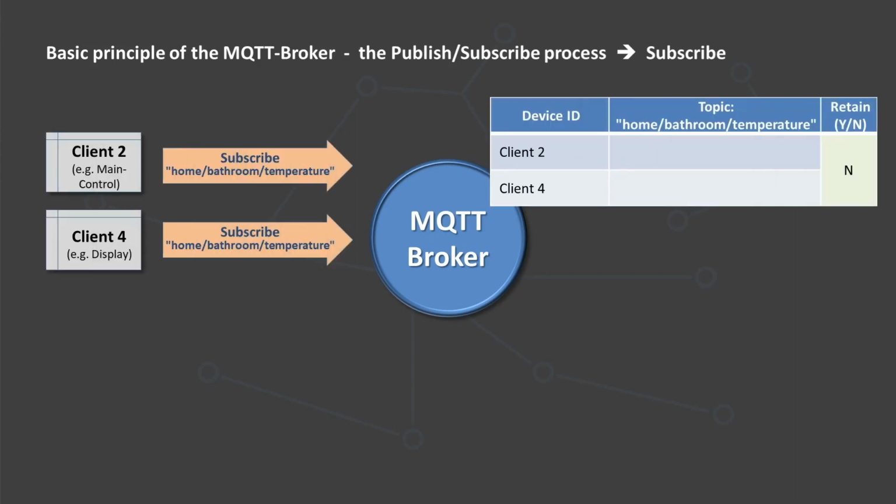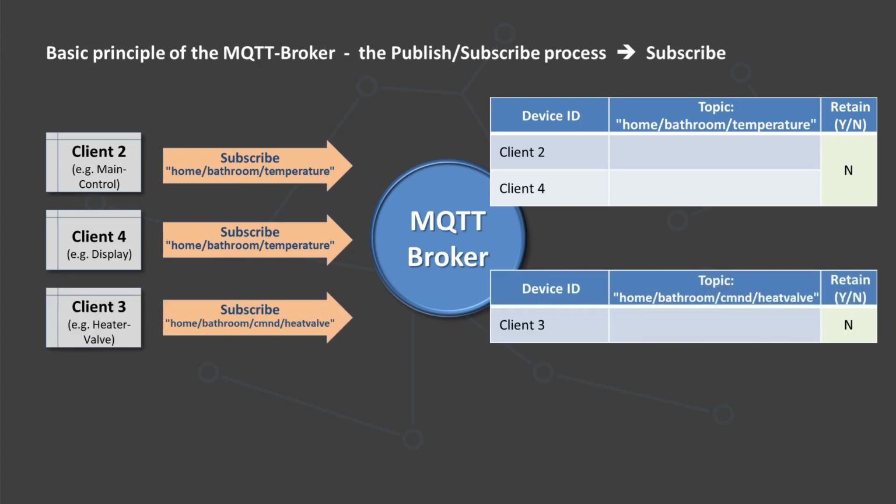From the previous example, we take two clients that subscribe to the bathroom temperature and one client that should be receiving a command. The broker now memorizes which client subscribes to which topic. Here we see this topic, the temperature, and the two device IDs that have subscribed to that one. And we see the command topic, which is supposed to go to client number 3.